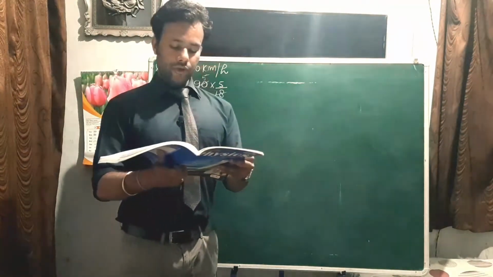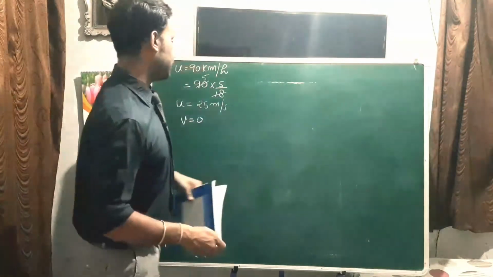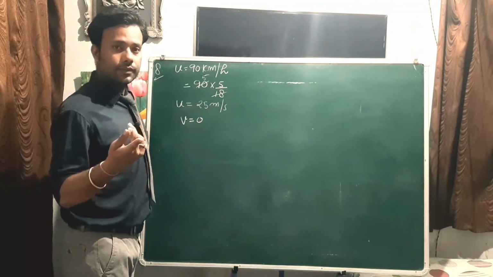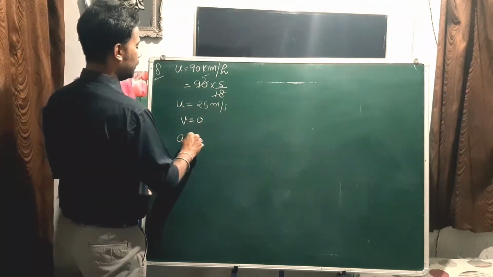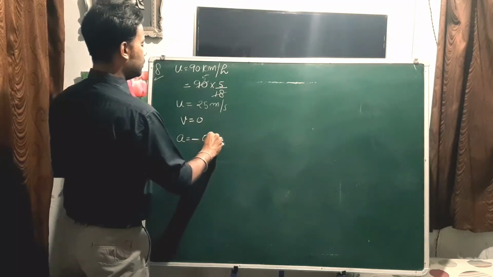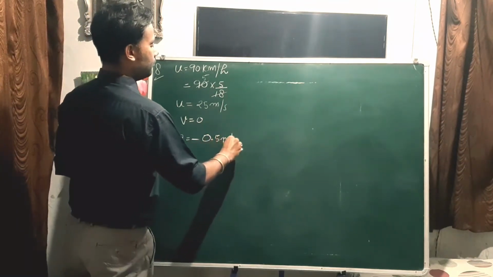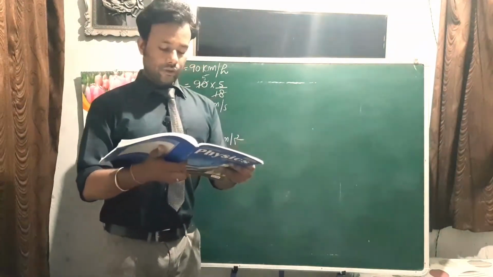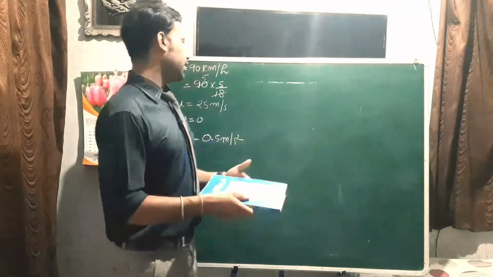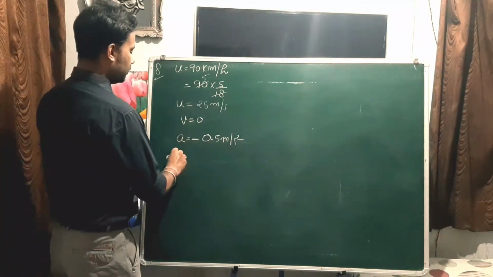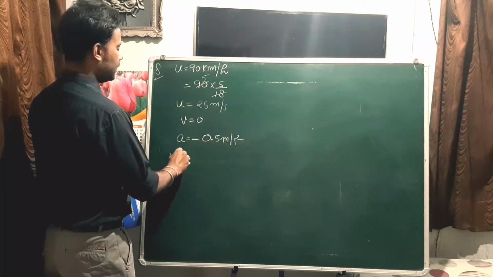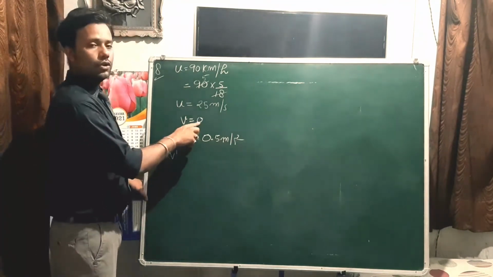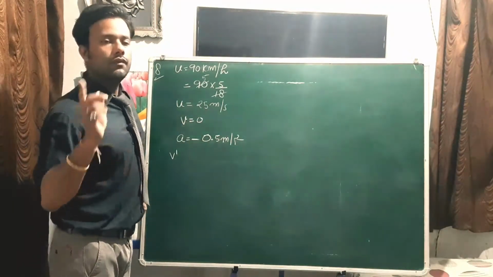By applying brakes it produces retardation of 0.5 meter per second square. Retardation is 0.5, that means acceleration will be minus, right? So a will be minus 0.5 meter per second square. Find the velocity after 10 seconds. All right, so we can say v dash, because we have taken v as 0. So after 10 seconds velocity will be v dash.